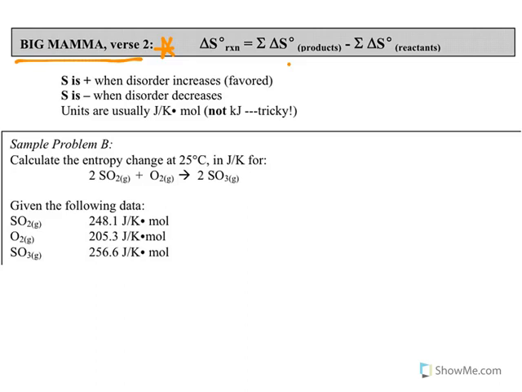When we have delta S as a positive, that means the disorder is increasing and that is favored, meaning that it's likely that the reaction will occur. And when delta S is a negative, disorder decreases. Notice here, and we have to be careful later on with this especially, the units for S are in joules per Kelvin per mole. Kelvin and mole are both in the denominator, so be careful. They are not in kilojoules, and that's going to become a little tricky later on.